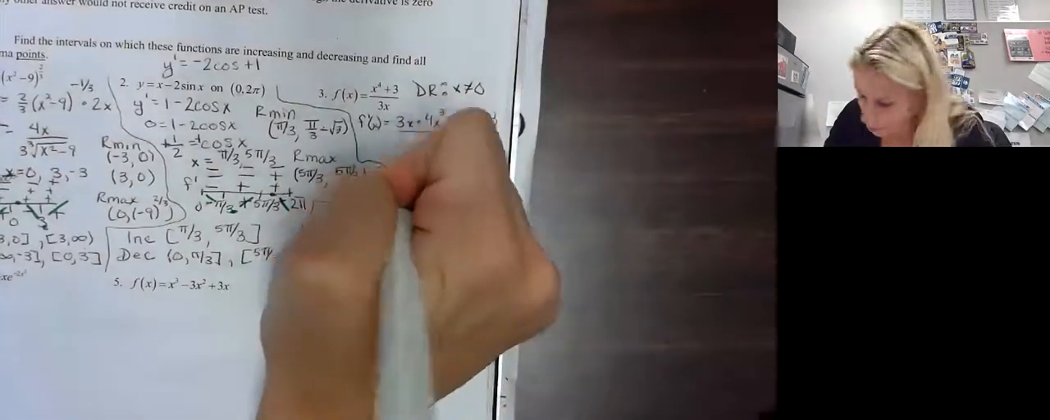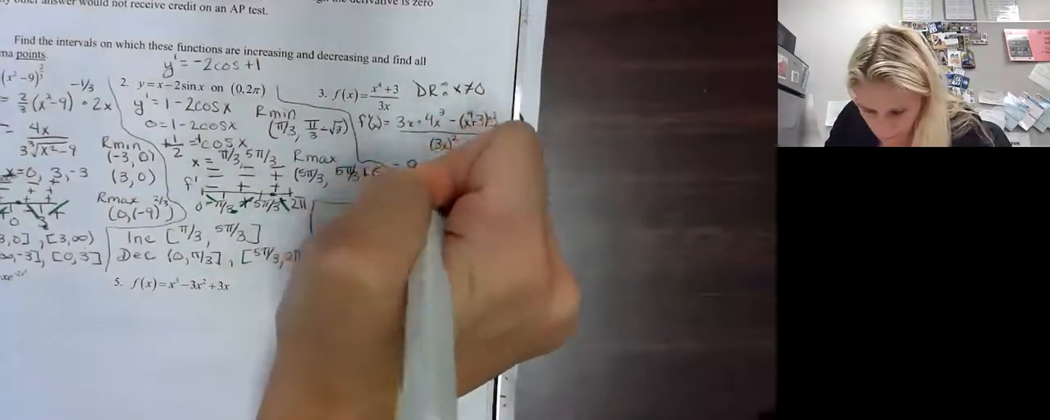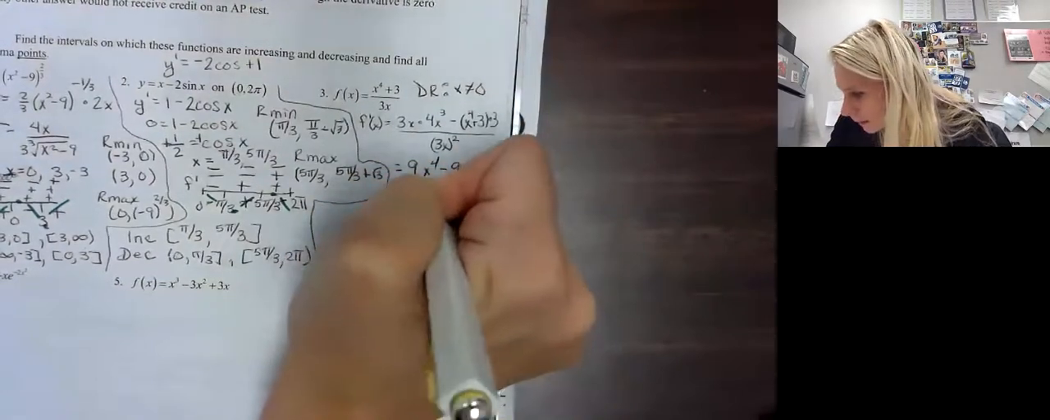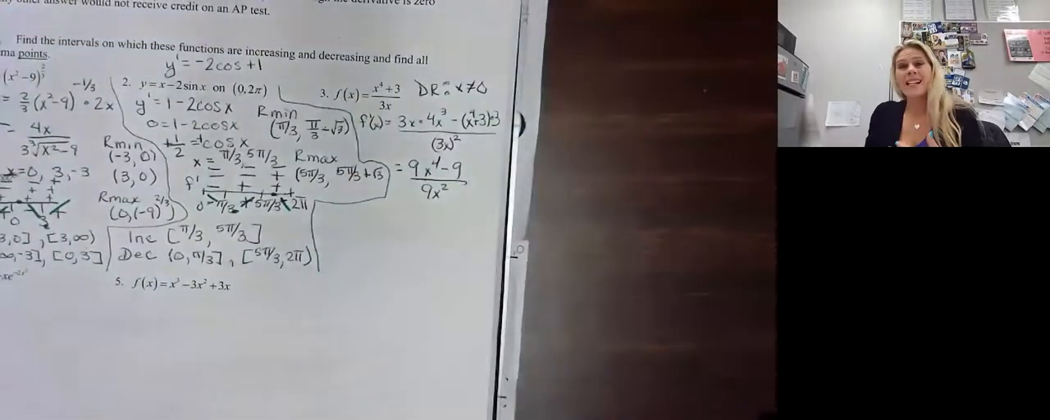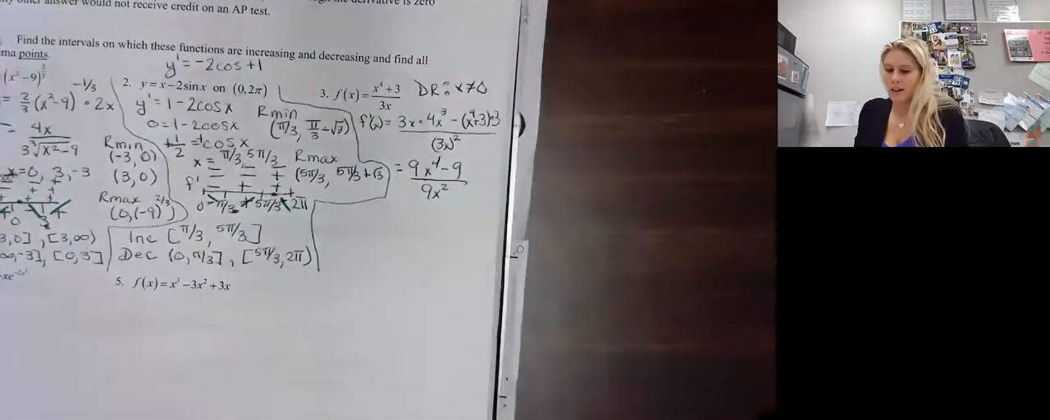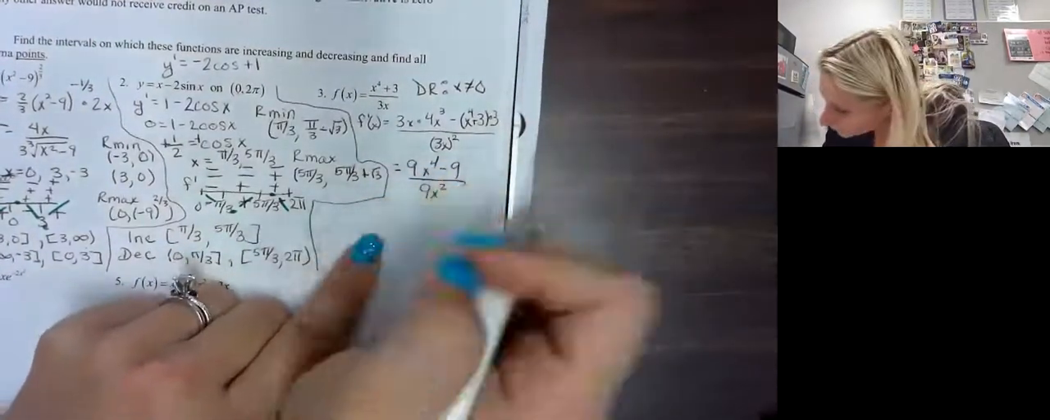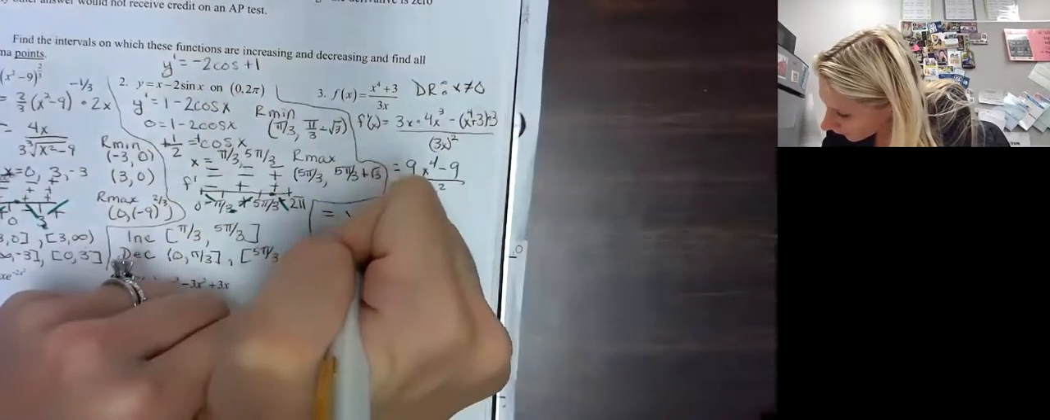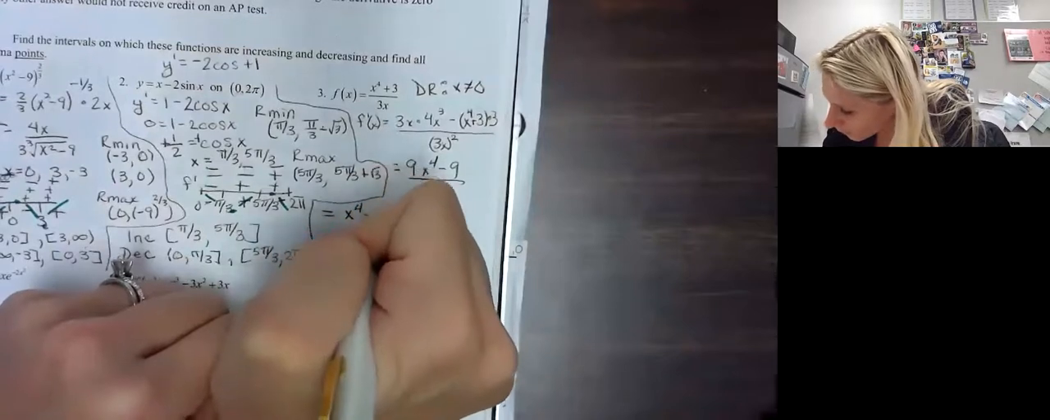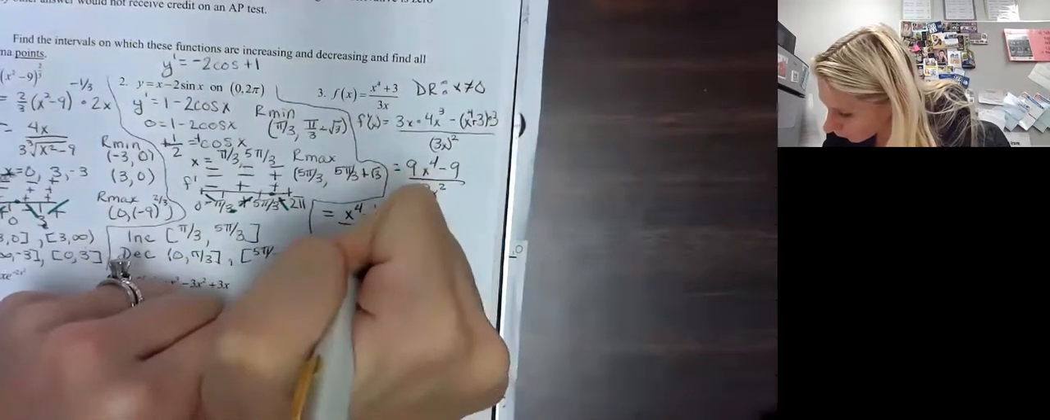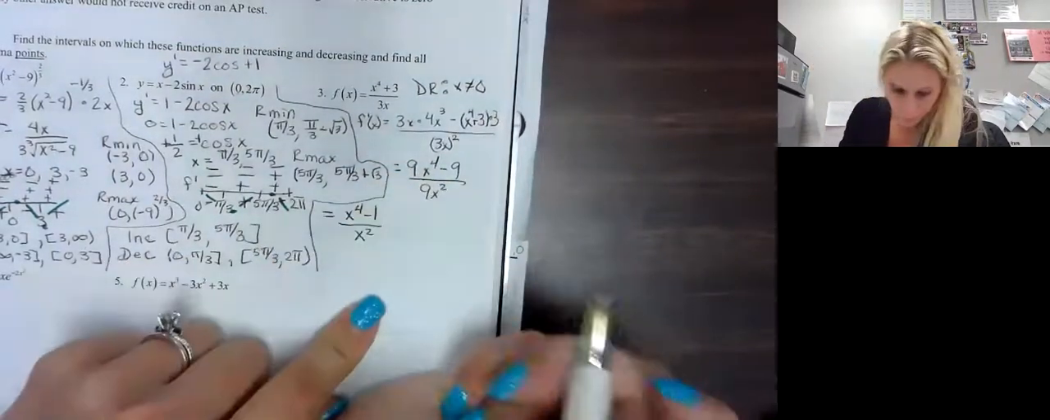When we get that out, I get 9x to the 4th minus 9 all over 9x squared. But I see I can actually factor out a 9, right, guys? You guys see that? All right, so if I factor out a 9, I end up with x to the 4th minus 1 all over x squared.